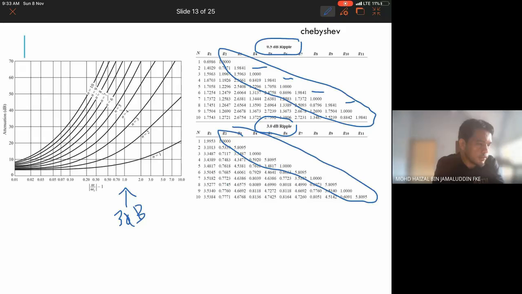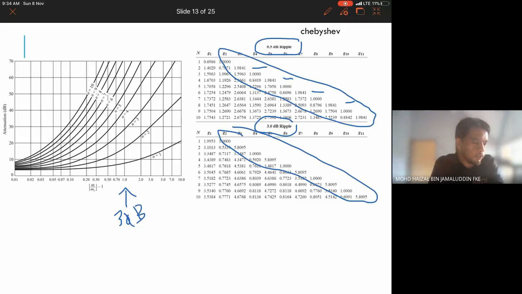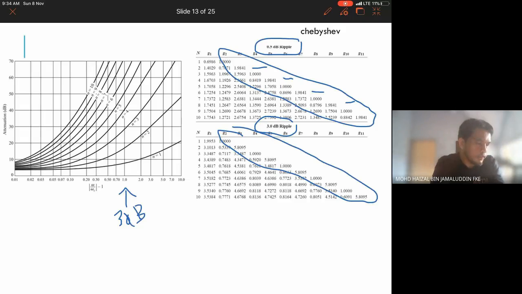So be careful with this. This may be related to the question. So you still need to calculate the load, because at an even order for the Chebyshev type, the load will be different.